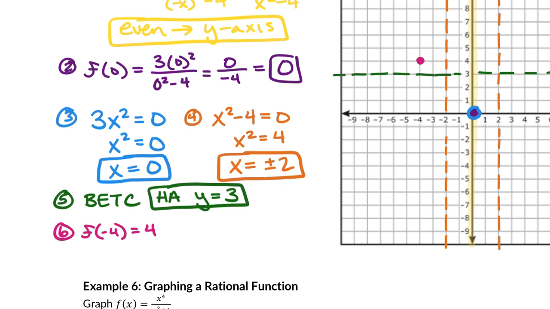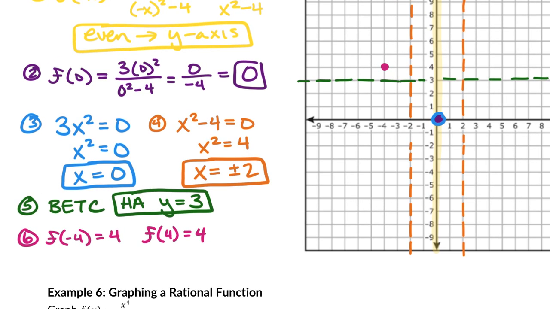Fabulous. We have symmetry along the y-axis. So if I have the coordinate point -4, 4, if I flip that over the y-axis, what other coordinate point do I also have? 4, 4. So I also immediately know that f of 4 is equal to 4. So I have another point, right here. Do you see how that's reflected over the y-axis? Knowing that symmetry gets us to take some shortcuts here.